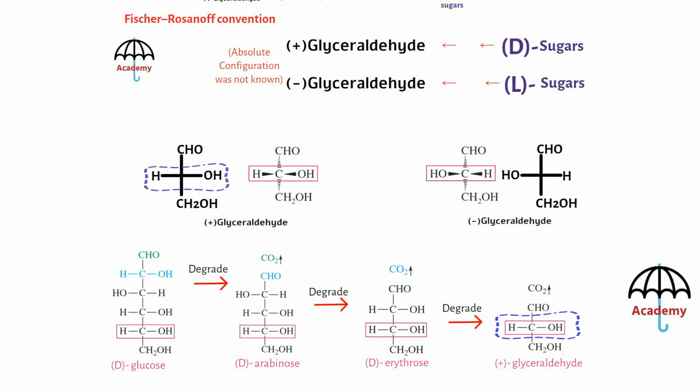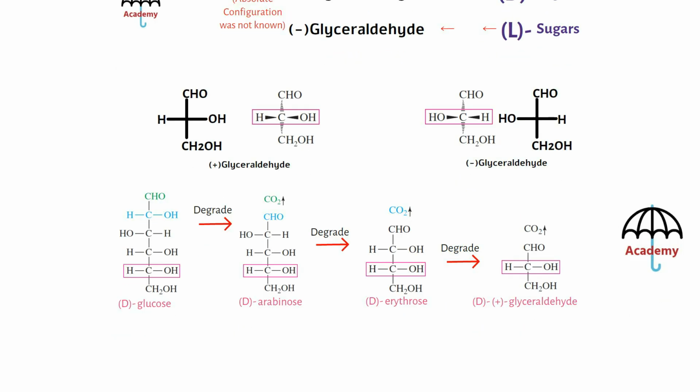Therefore, sugars of the D series must have the OH group of the bottom asymmetric carbon on the right in the Fischer projection. This gave rise to a new convention that sugars having OH group of the bottom asymmetric carbon on the right are designated as D sugars. And those having this OH on the left are designated as L sugars. Since plus glyceraldehyde has only one chiral center, and OH on that is on the right side in the Fischer projection, therefore it is also designated as D-plus-glyceraldehyde.